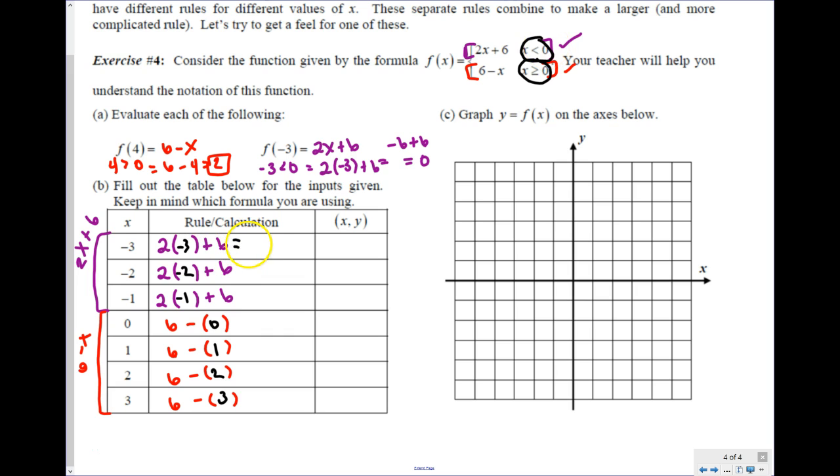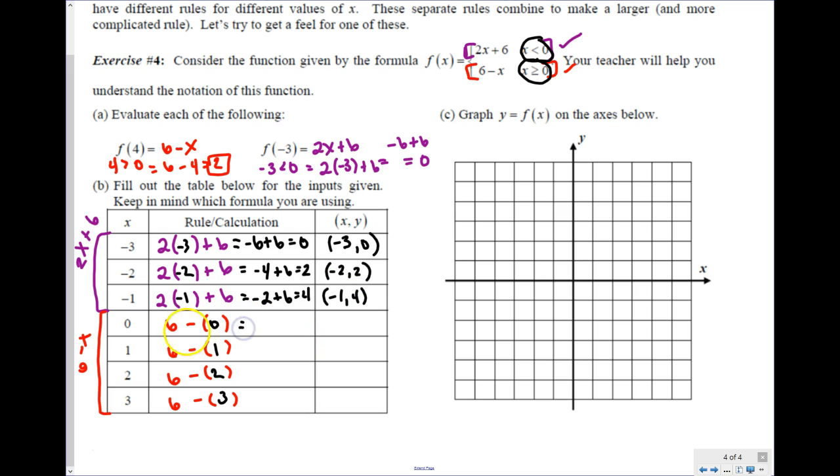2 times -3 is -6. -6 plus 6 is 0. So I'm going to put my 2 points together. I have a point at -3, 0. The second one, -2 times -2 is a -4. -4 plus 6 gives me a +2, so I have a point at -2, 2. 2 times -1 is -2. -2 plus 6 is 4, so I have a point at -1, 4.